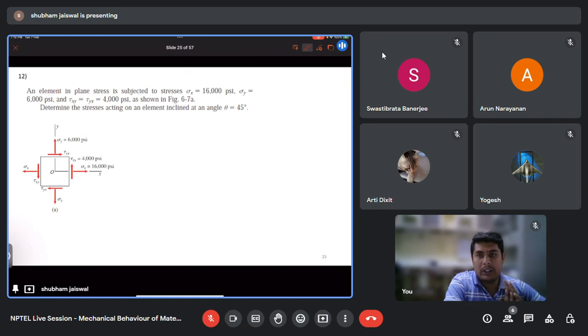The question is like this. An element in plane stress is subjected to stresses sigma x equal to 16,000 psi, sigma y equal to 6,000 psi, and tau xy equal to tau yx equal to 4,000 psi, as shown in figure. Determine the stresses acting on an element inclined at an angle theta equal to 45 degrees. So can you solve this question, guys?